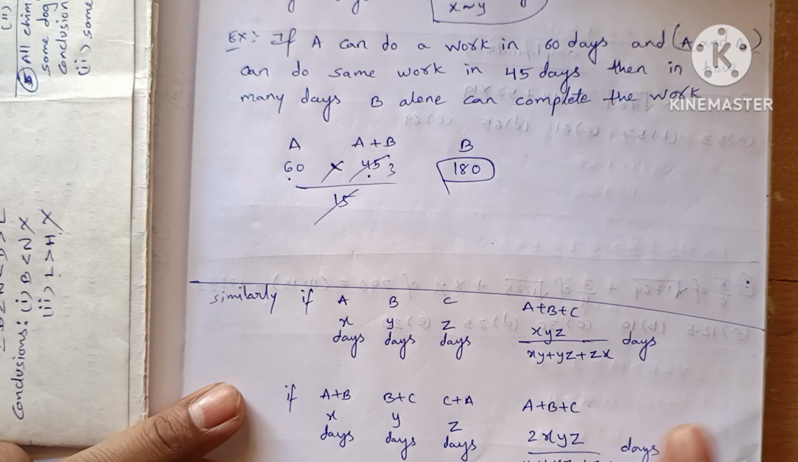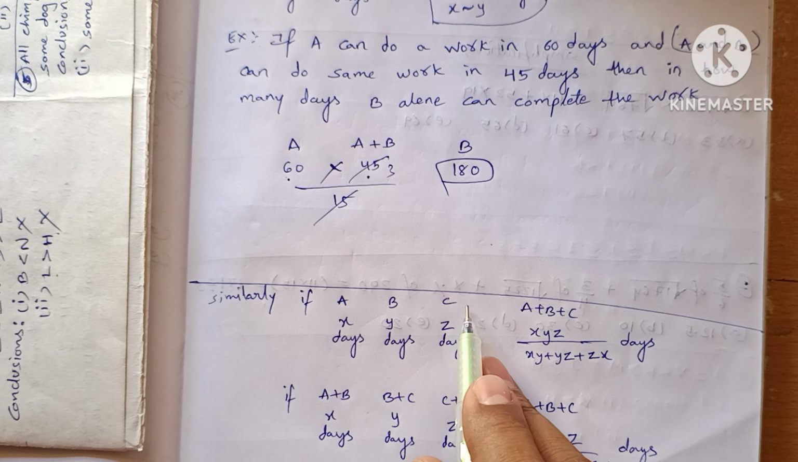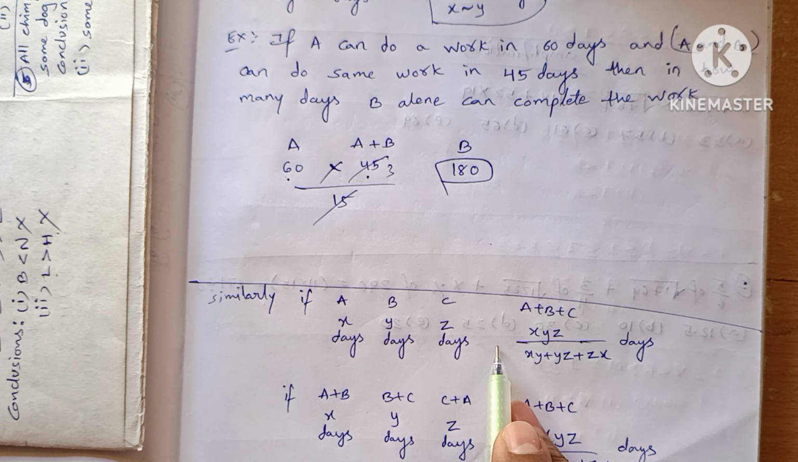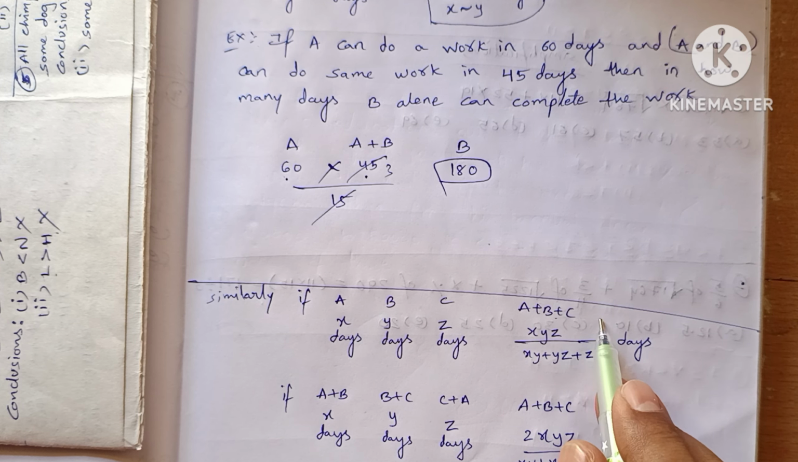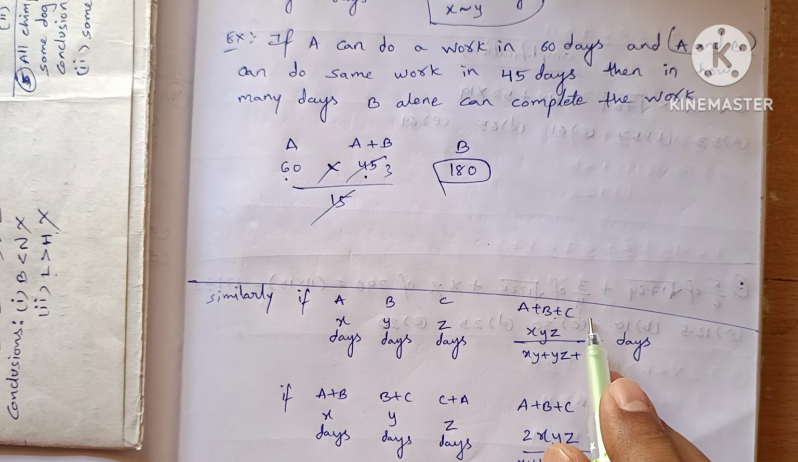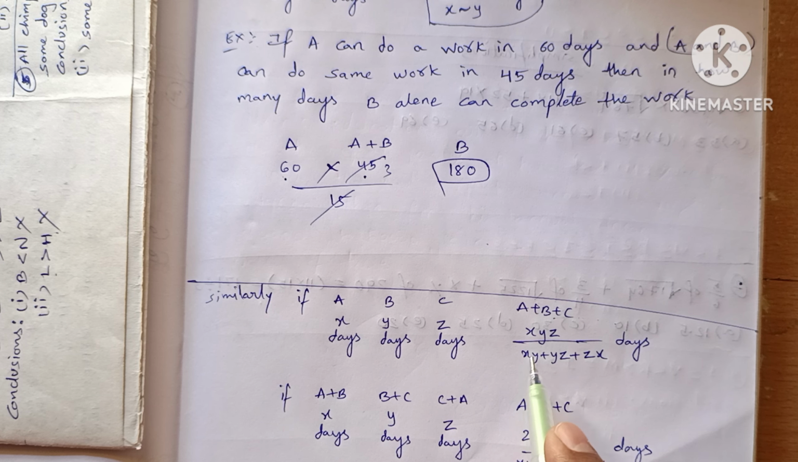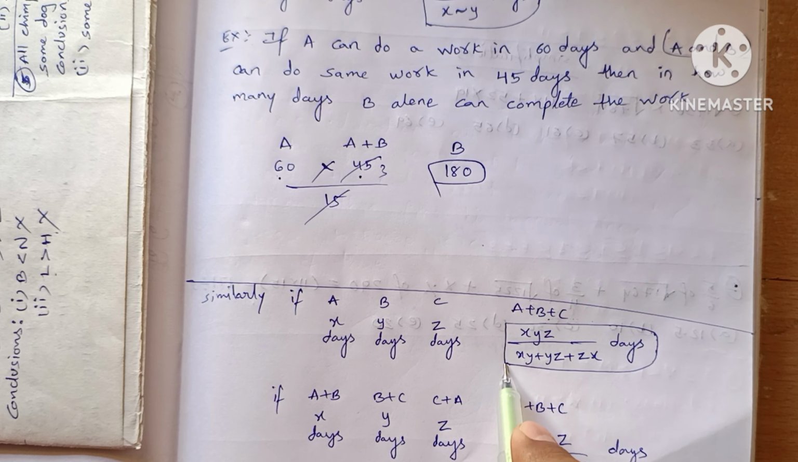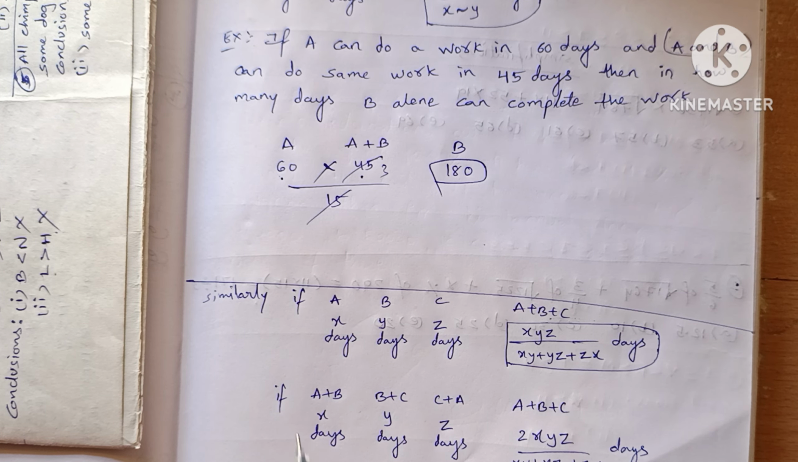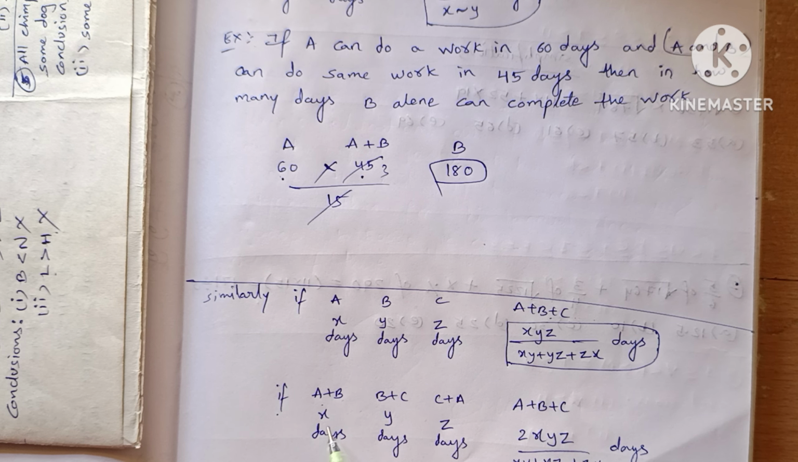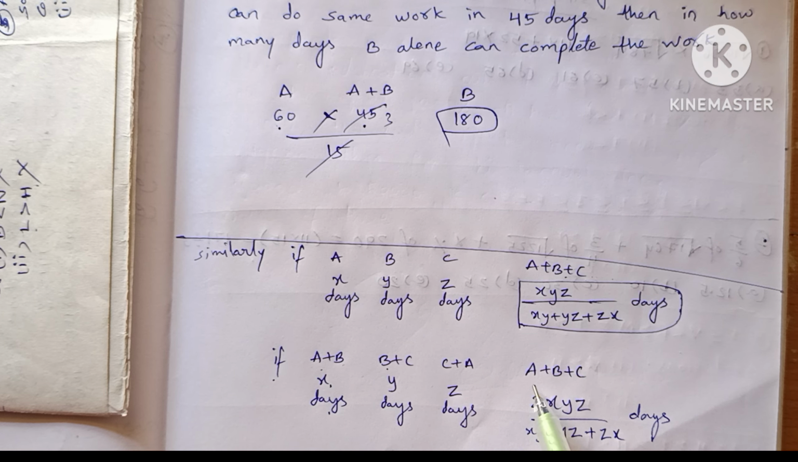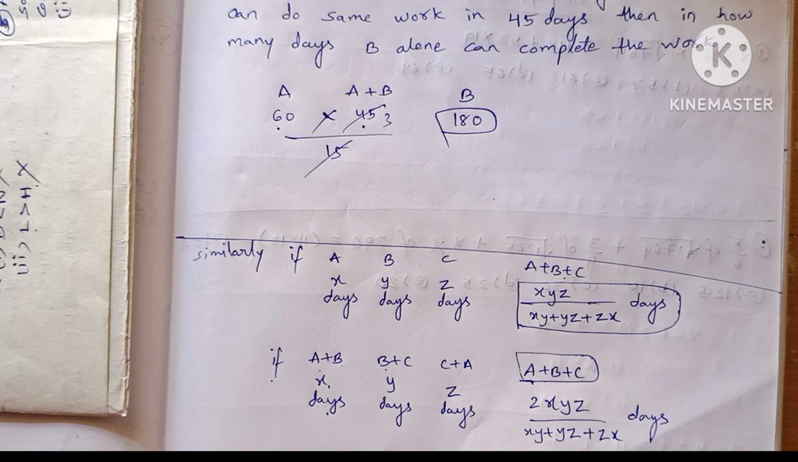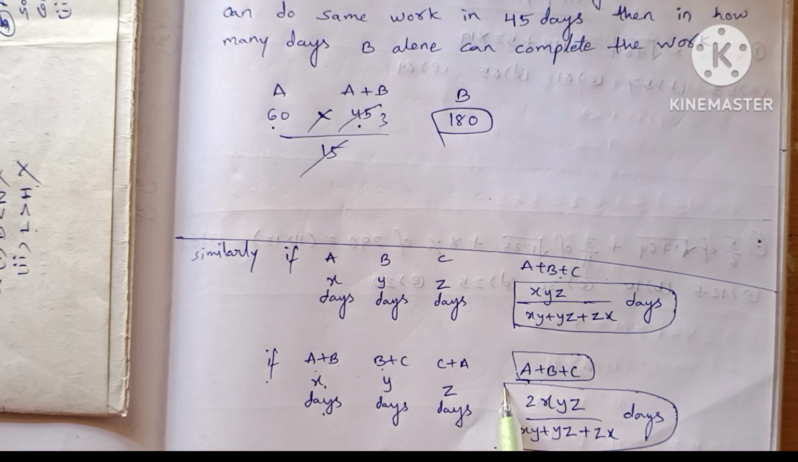Similarly, if the days of A, B, C are given respectively, then A plus B plus C, all three together, can complete the work with this formula. If A plus B can do it in X days, B plus C can do it in Y days, and C plus A can do it in Z days, then the A plus B plus C formula will be this one.